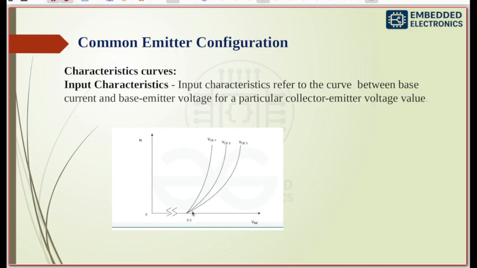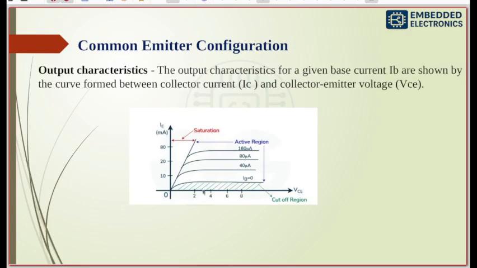Here are the characteristics. The input characteristics refer to the curve between IB, the base current, and the base emitter voltage for a particular collector emitter voltage value. This is the input characteristics and this is the output characteristics. To find this, we draw a graph between IE, the emitter current, and VCE, the collector emitter voltage.